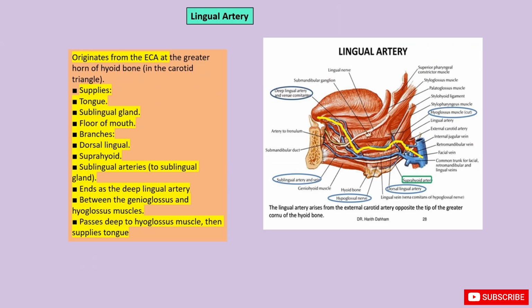Now we can see the next. Okay, so we can see the branches of the lingual artery, right? And where it is supplying is very, very important. It originates from the external carotid at the greater horn of the hyoid bone in the carotid triangle, where it is supplying the tongue, sublingual gland, floor of the mouth, and all the branches are important.